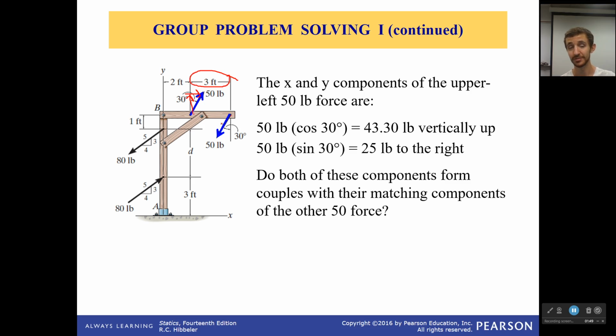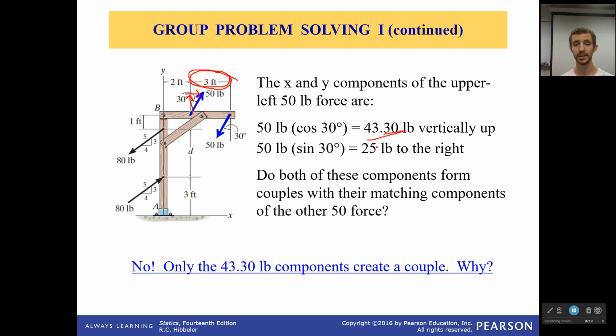It's horizontal. So the horizontal force won't cause a moment if I'm using this distance. Horizontal force won't do a moment at all. So what I need is only the vertical force. So only those 43.3 pound components create a couple. I'm using that 3-foot distance. Now why is that? Just think about it. Force times perpendicular distance. The distance, which has to be perpendicular to that force, is horizontal. So the force component that I use must be vertical.